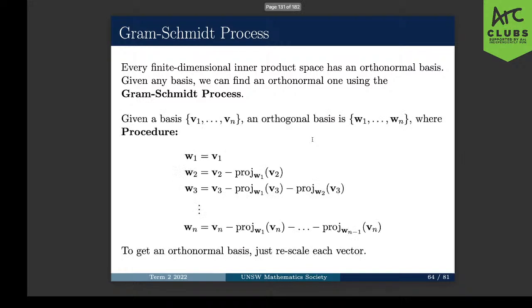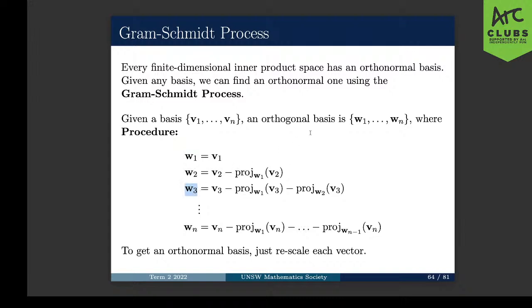So here's how it goes. We need a basis, as I said. Let's say V1 all the way up to Vn is a basis for whatever vector space we're talking about, I mean, inner product space. Given that, an orthogonal basis is these W vectors here, where the W vectors are found in this way. We set W1, the first one, to just equal the first basis vector. For the second one, we take the second basis vector minus its projection onto W1, the previous one.